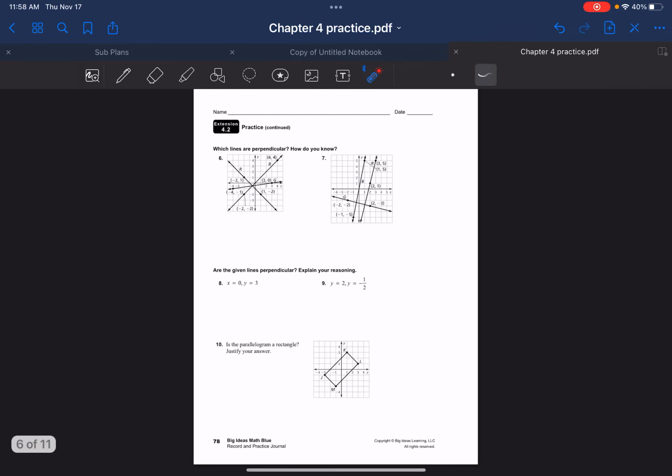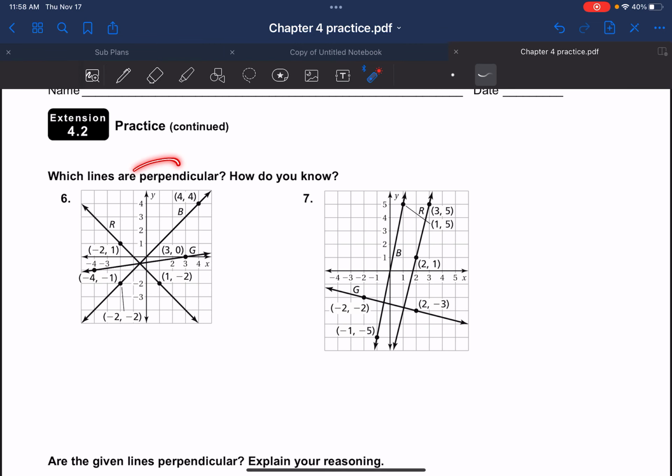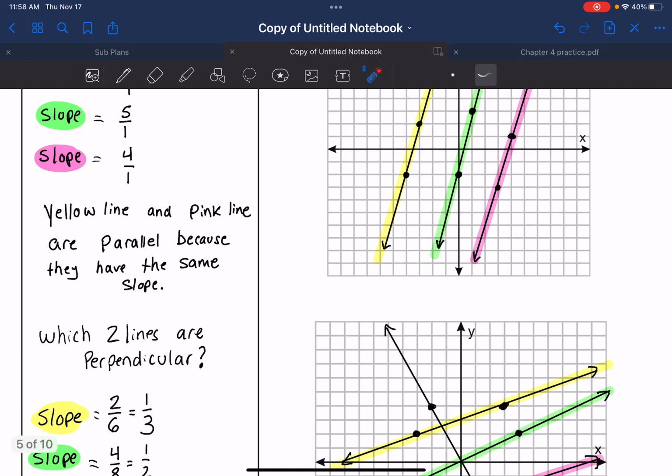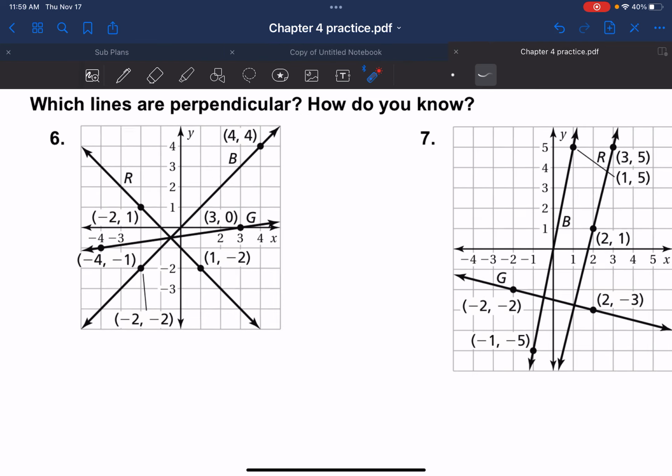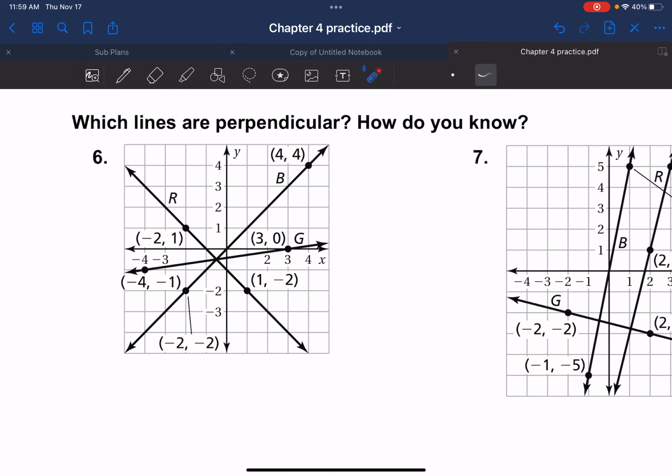On the back side, which lines are perpendicular and how do you know? This is just like this section of the notes that we took. We first found all of the slopes, and then we found the slope that was reciprocated and opposited. This looks chaotic, I know. This looks nuts. But here's what they're doing.